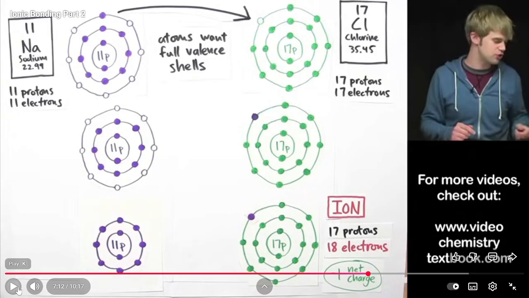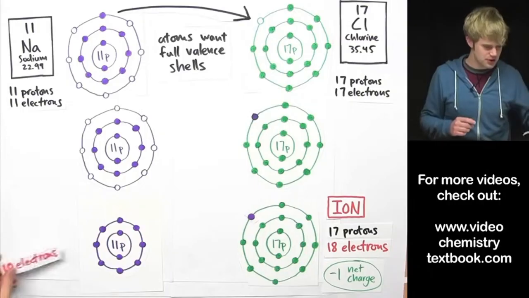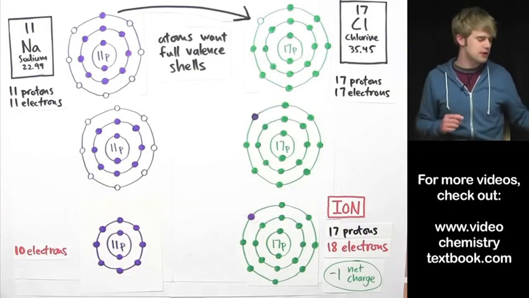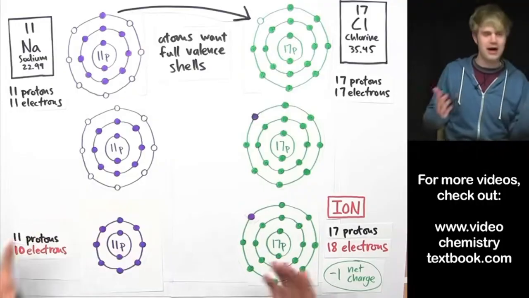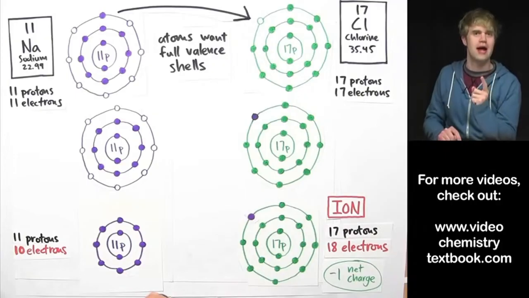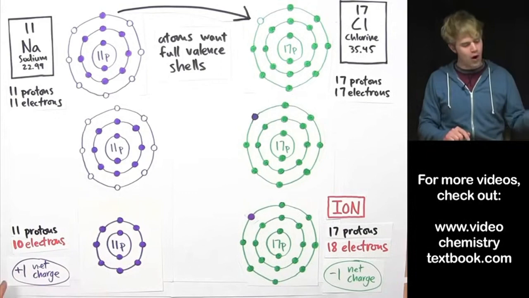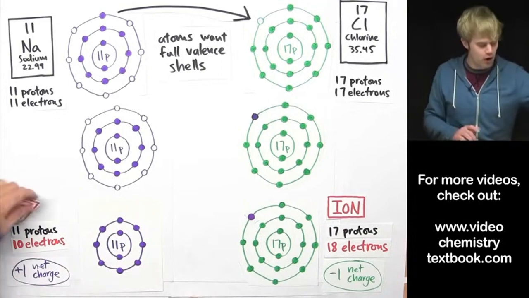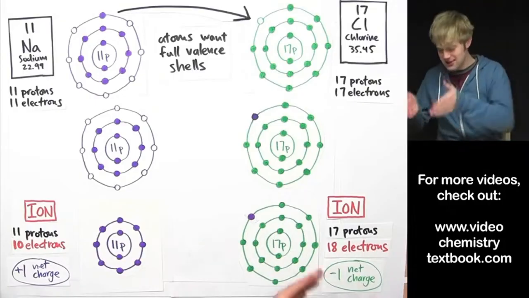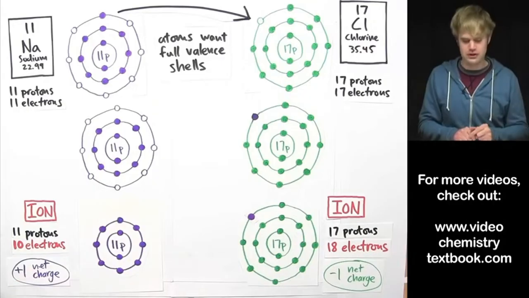Okay, let's see. It used to have 11 electrons, but not anymore, because it gave away one of those electrons, so now it only has 10. But it's still got the same number of protons. It's got 11 protons with positive charge, and it's got one more proton than electrons. And that means it's going to have a positive charge, okay? It's going to have a 1 plus net charge, and it also is going to be an ion, an atom with a charge. So this guy over here has a 1 minus charge. This guy over here has a 1 plus charge.